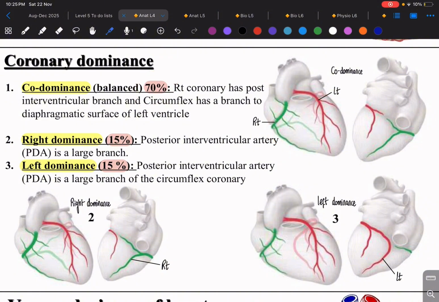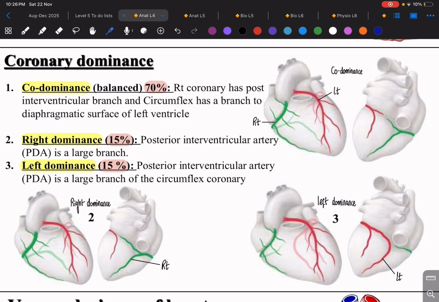70% of people have the posterior interventricular branch and the circumflex branch, also known as the anterior interventricular branch, equally. You can see they're equal. But 15% of people have right dominance and the other 15% have left dominance. From its name, right dominance means the right side is more dominant than the left, especially in the posterior part. Here in the left, we can see the left side is more dominant. So what's dominant? The posterior interventricular artery is a larger branch. This is in the right dominance.